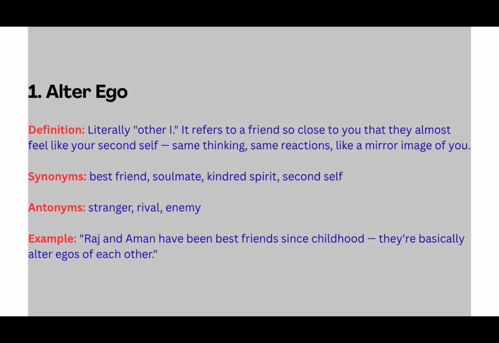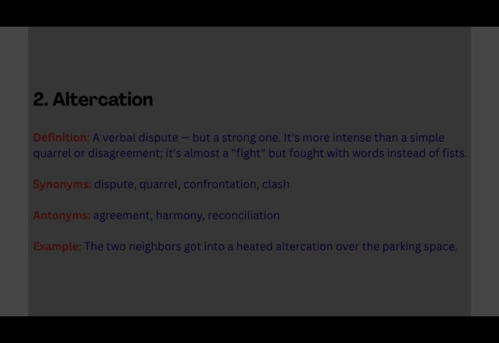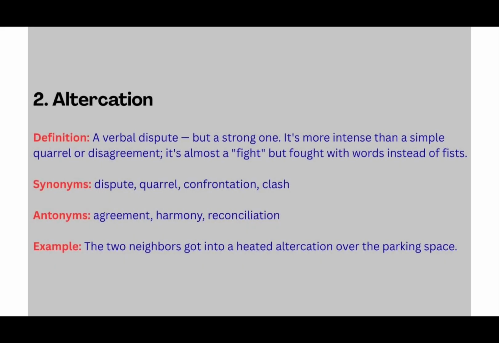Example: Raj and Aman have been best friends since childhood. They're basically alter egos of each other. We have synonyms like best friend, soulmate, kindred spirit, second self. Antonyms: stranger, rival, enemy. Next, we have altercation.